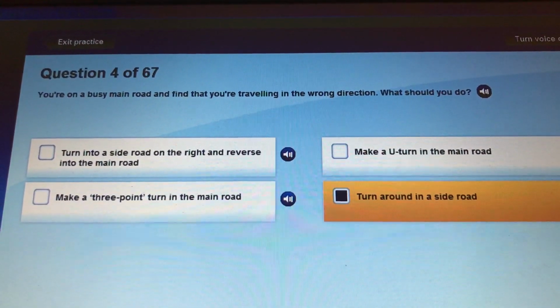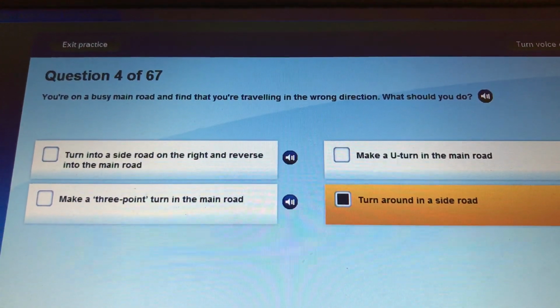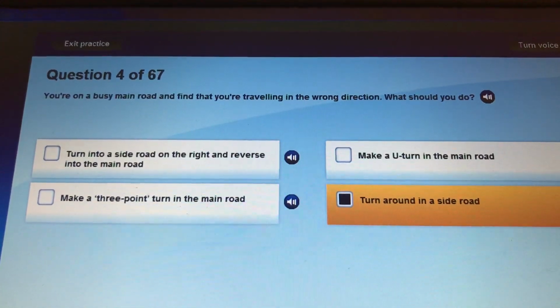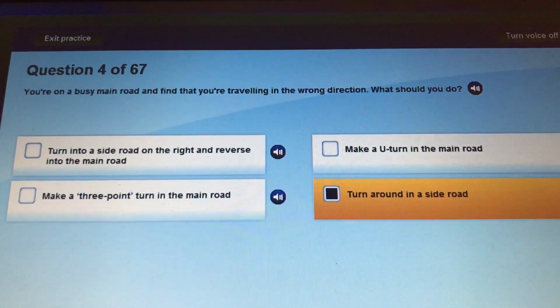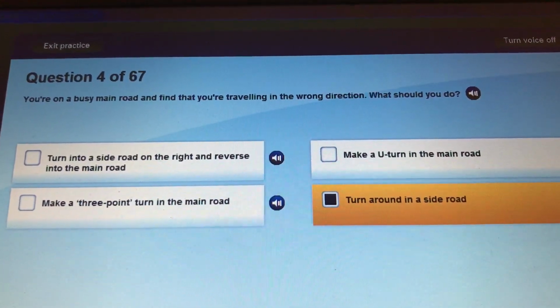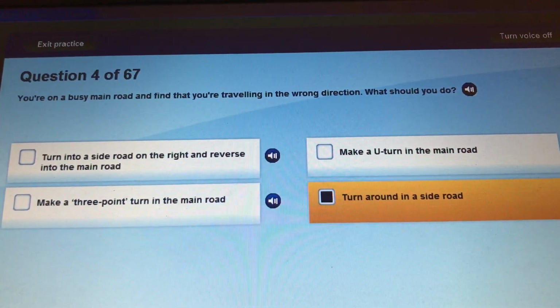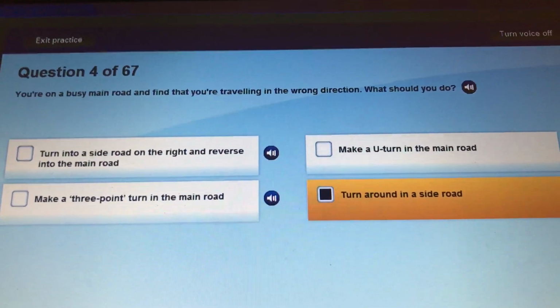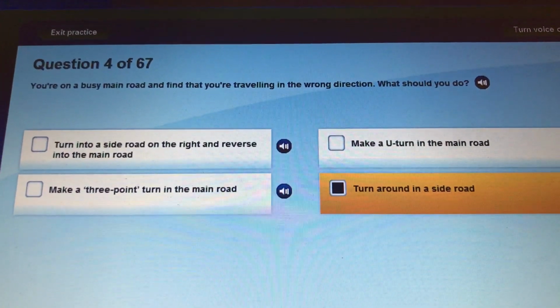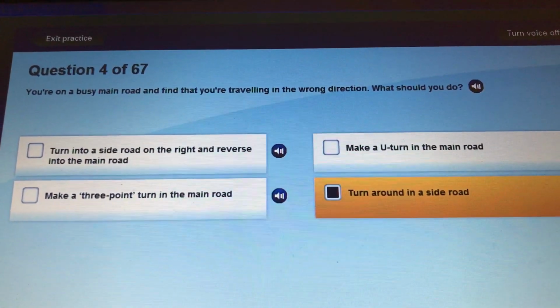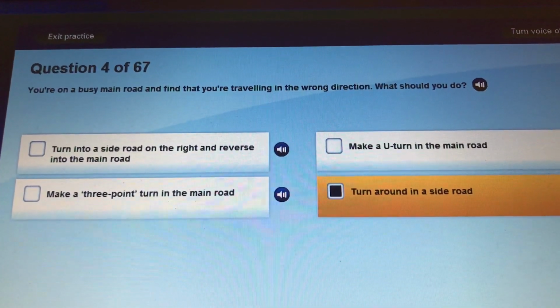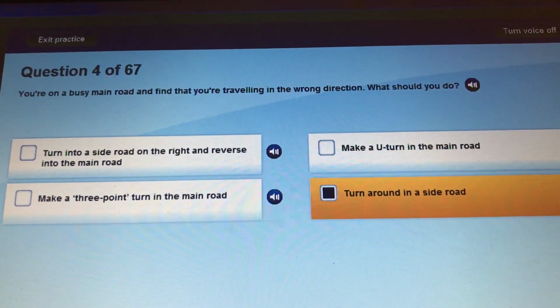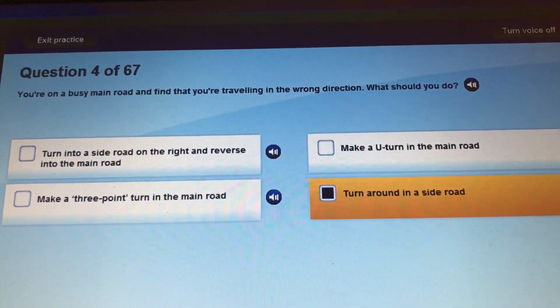You are on a busy main road and you are traveling in the wrong direction. What should you do? Because it's a main busy road, you cannot make a U-turn on a busy road. You will have to continue driving. Keep checking your left side. Find a quiet side road and turn into a quiet side road. In a quiet side road, it is much easier to make a U-turn.